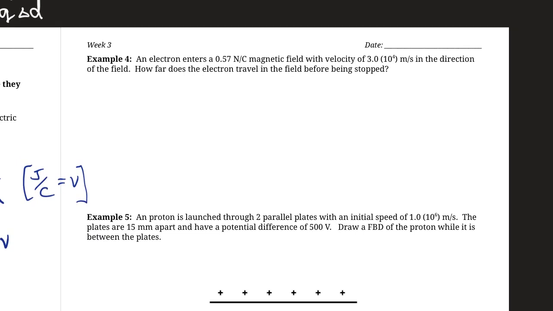An electron enters a field with a velocity of something in the direction of the field. How far does the electron travel before being stopped? So let's pretend we have a magnetic field. Oh, so this should say electric. I keep making that mistake.